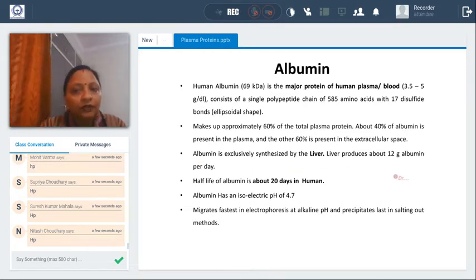Liver produces about 12 gram albumin per day. Half-life of albumin about 20 days in human. Albumin has an isoelectric pH of 4.7. Please remember this pH, isoelectric pH, 4.7. Migrates fastest in electrophoresis at alkaline pH and precipitates last in salting out separation methods.